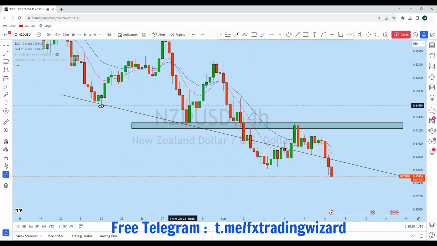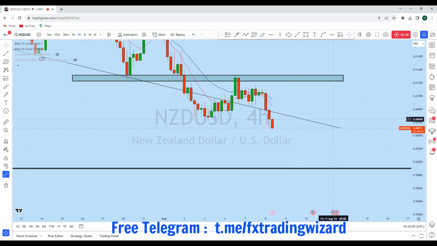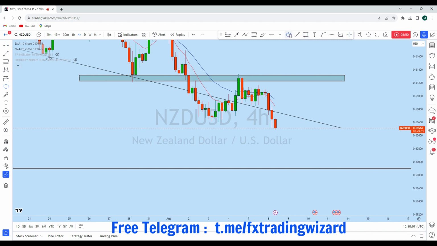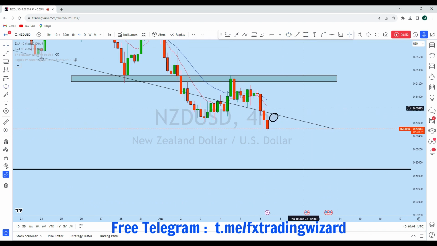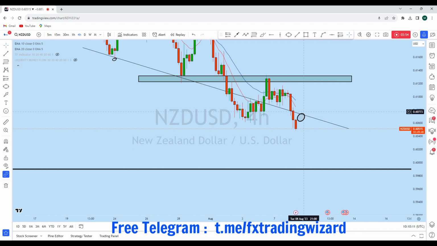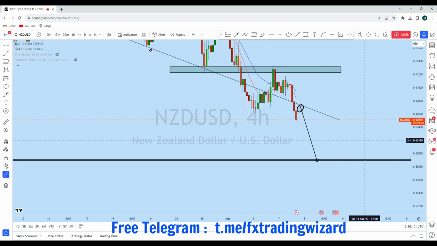As we see NZDUSD sellers selling this market, we will be waiting for a pullback to the upside, especially if we see the price testing this support as a resistance. We will consider going short on NZDUSD with a high probability trade setup with our students.